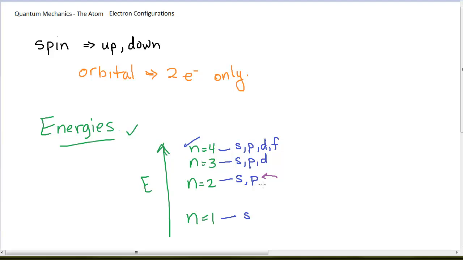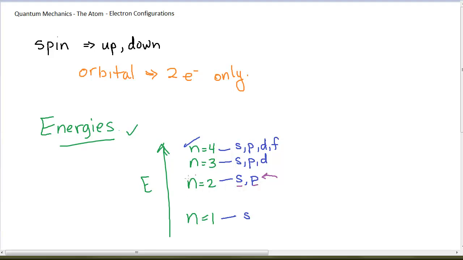It turns out that the S and the P subshells for n equals 2 are not the same energy if there's more than one electron. Now, if there's only one electron, they're the same energy, which is why the hydrogen atom is so simple. But if there's more than one electron, these two subshells are at slightly different energies. The P subshell is a little higher in energy than the S.